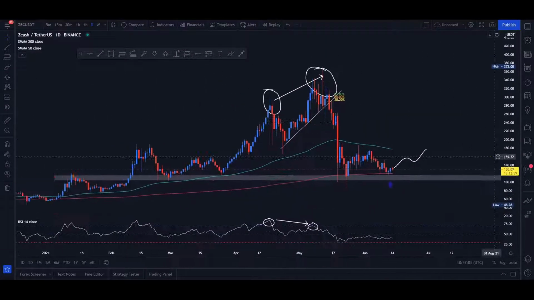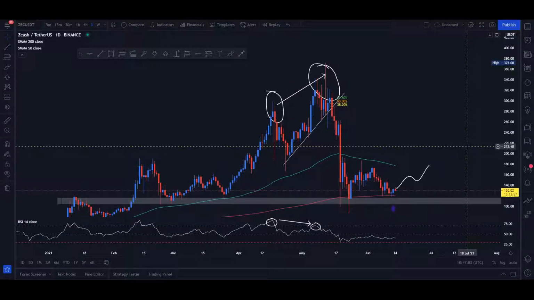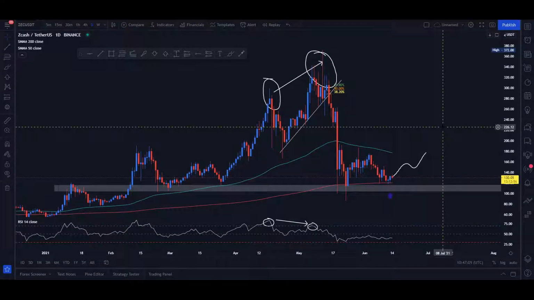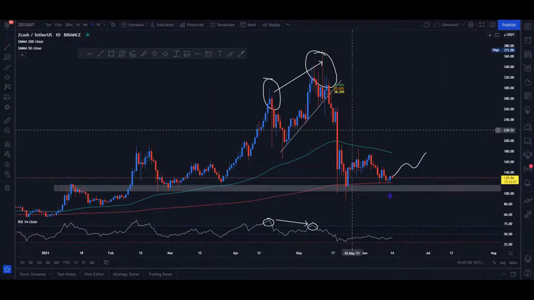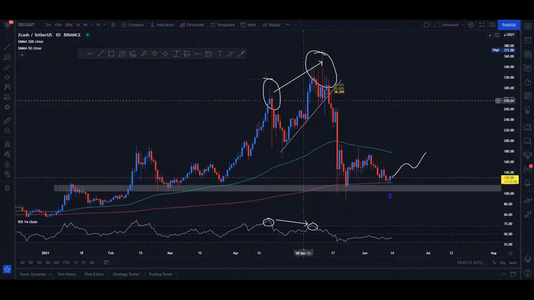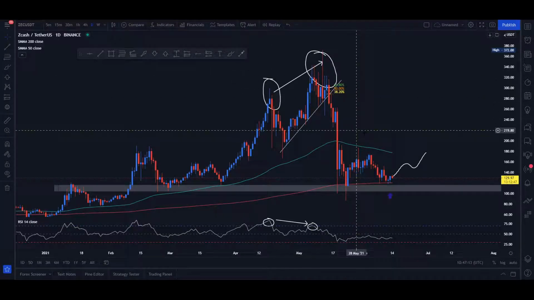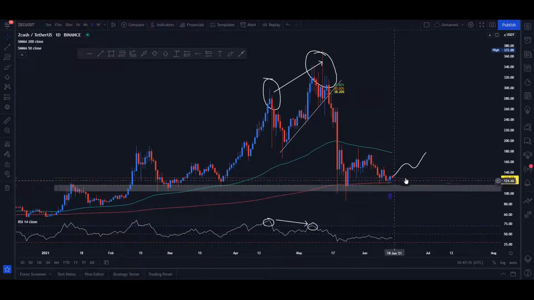So that would be it for Zcash. I really have a strong insight in the long term of this coin because of its potential in the privacy coin industry and space. Keep an eye out for this RSI divergence concept. A very nice one, works on all time frames as well, especially when you pair it with moving averages and zones of support and resistance.